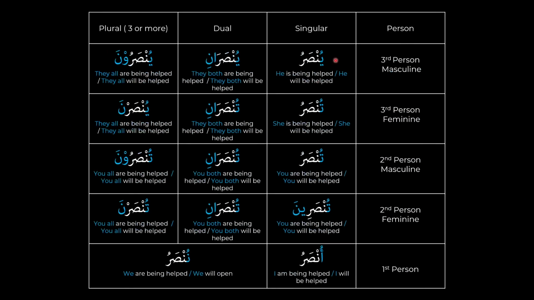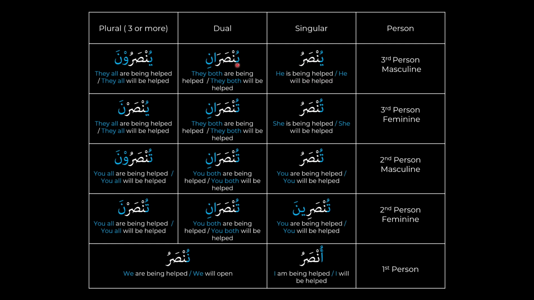So this table is going to be similar to the present tense verb table, except all we're doing is applying the passive form pattern to it. So the third person masculine singular is now going to be yunsaru instead of yansuru, because now the ya has a dhamma on it, and the second letter will have a fatha on it. So this will become he is being helped or he will be helped.